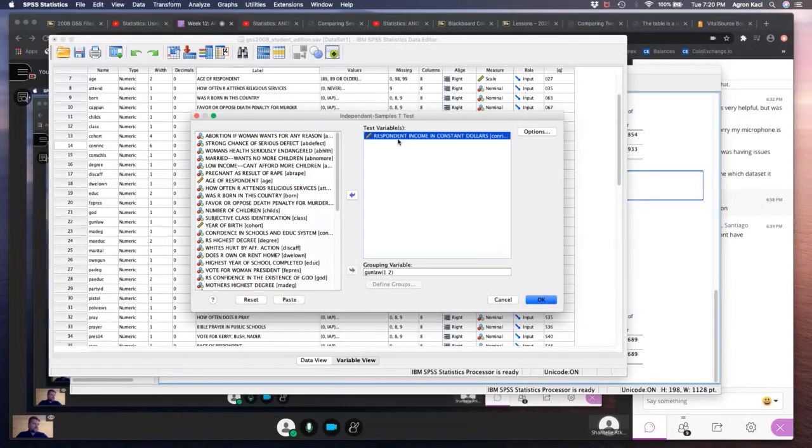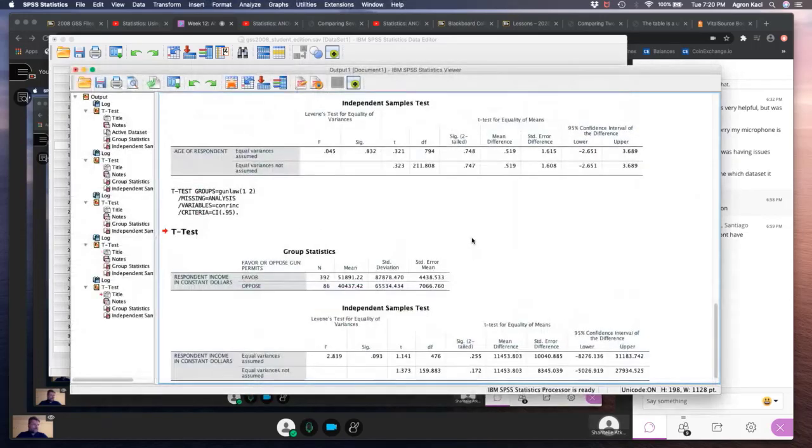Respondent's income in constant dollars, so that's the test variable. Gun law 1 and 2 remains the same. I want to test that at a 5% alpha level. Click OK. All right, look at that.